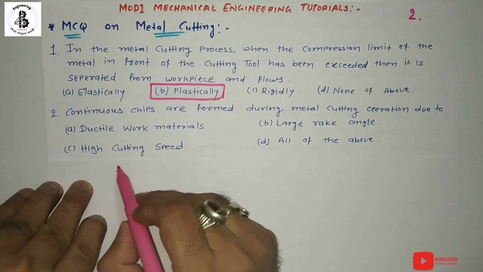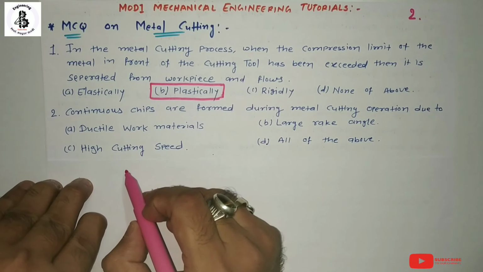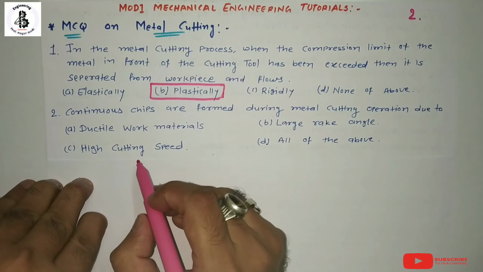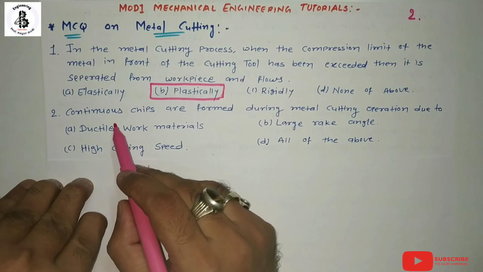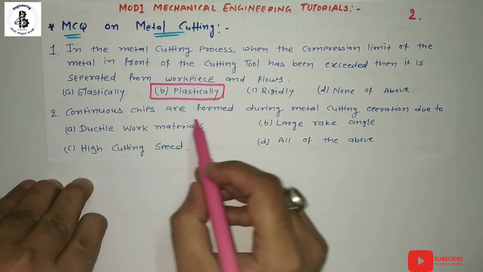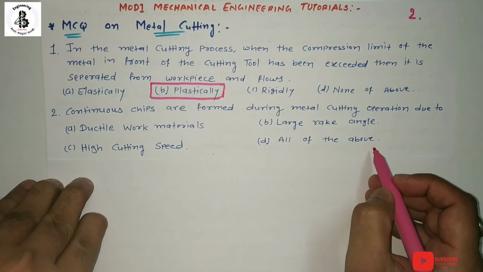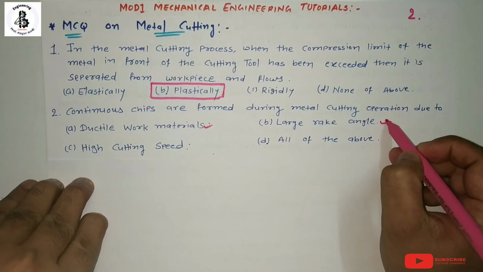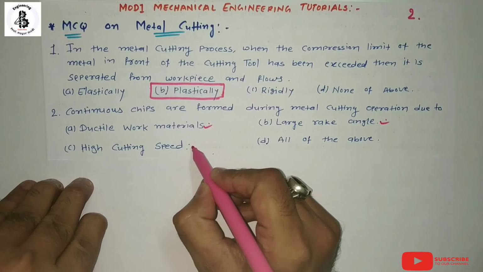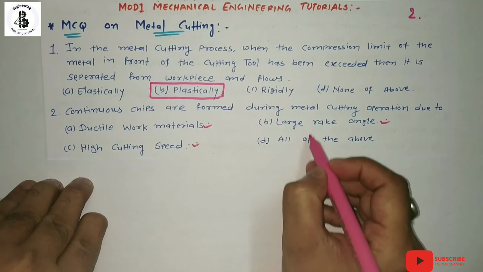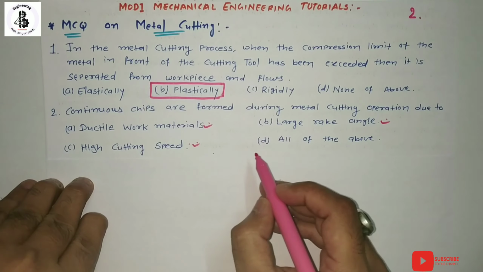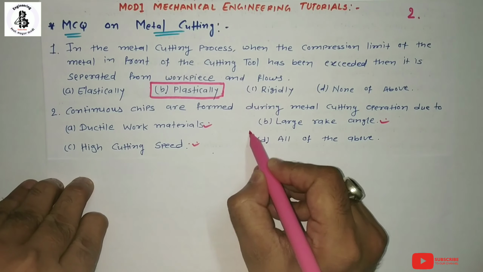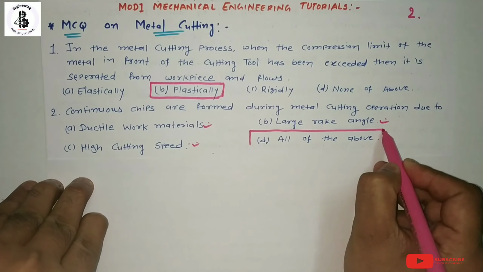And third one, high cutting speed. At high cutting speed, there is also a possibility of formation of continuous chips. And last one, all of the above. So this is also possible: the large rake angle is possible, and high cutting speed is possible. So for this kind of question, the answer is all of the above.